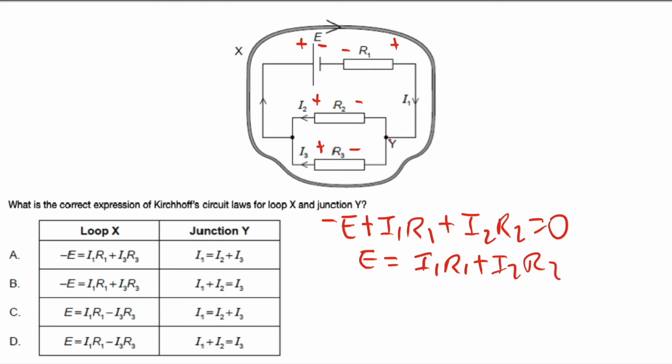And now let's take a look at the current here. Here's I1, and then it becomes I2 and I3. So I1 is going to be equal to I2 plus I3. So B is not correct. D is also not correct. Now we only have A and C. And let's do the same thing for this loop here.